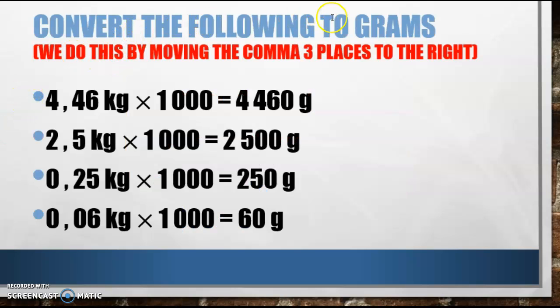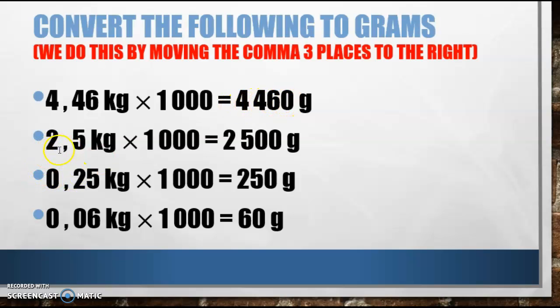We are now going to convert the following to grams. We do this by moving the comma 3 places to the right. That means we are making these numbers over here bigger by 3 place values. The first one, 4,46 times 1,000. So we need to move this comma to the right, 3 place values bigger. So 1, 2, 3. Third space, you'll notice there was no number, so we fill that space with a 0. So your answer is 4,460.